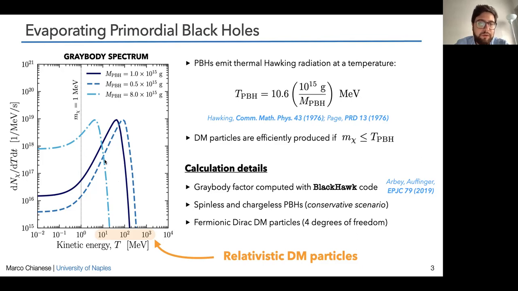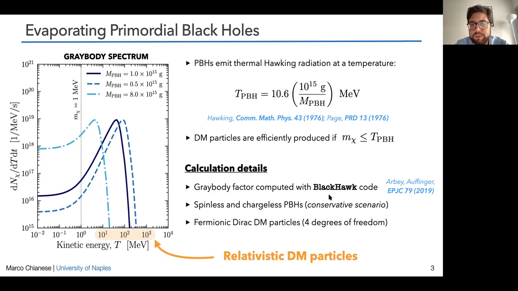So here on the left, you can see the gray body spectrum for a dark matter particle of 1 MeV for 3 different PBH masses. You can see that the peak of this distribution, which is basically defined by the Hawking temperature, is different for different PBH masses. This spectrum here we compute using the publicly available code BlackHawk.